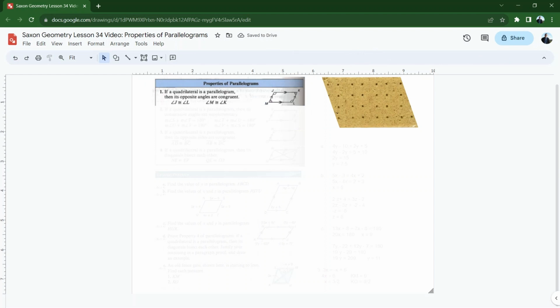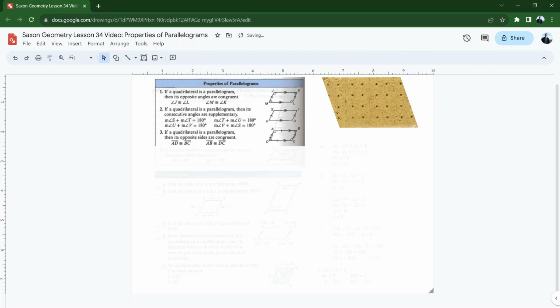Number 1, you need to know that the opposite angles, regardless of which set of opposite angles you're looking at, there's 2 sets, opposite angles are congruent. We can also say that consecutive angles that are right next to each other are supplementary. So if we add the measures of these 2 angles together, we'll get 180. These 2 angles, we get 180. These 2 angles, we get 180, or these 2 angles.